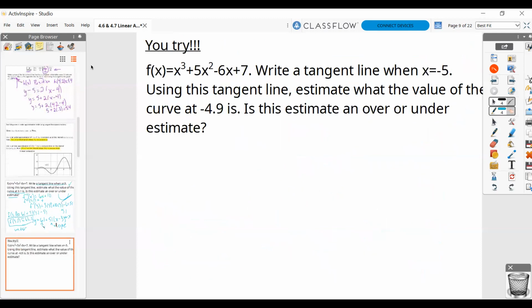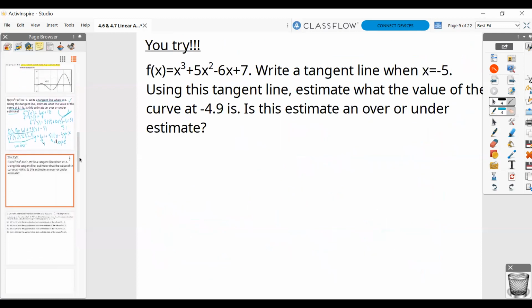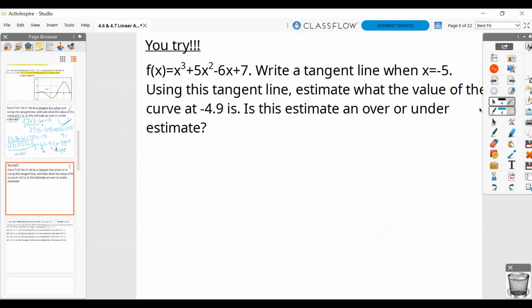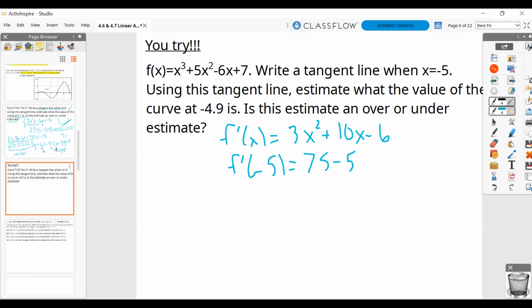All right, try this one out. Pause the video and see where you're at. Okay, so same function, right? So we still can use f prime of x, which is literally just 3x squared plus 10x minus 6. And now we're trying to figure out the tangent line at -5. So f prime of -5, we're going to plug that in. That's going to be 75 minus 50 minus 6. And so that gives us 19.